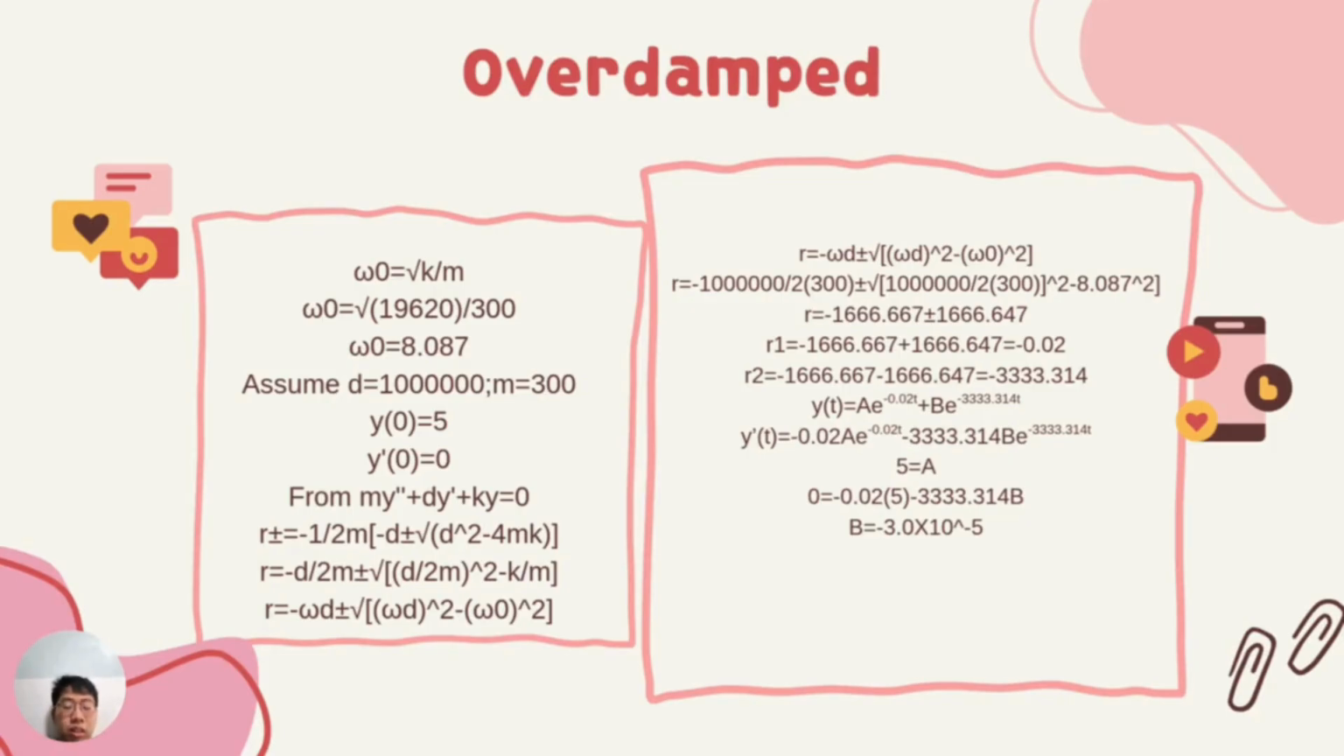Okay, so for overdamping, we need to ensure our d is very large so that d over 2m is very large compared to the omega naught. By substituting the value, we will get the equation and we will get the roots, which are negative 1666.67 minus 1666.647. So for r1 we'll get negative 0.02.